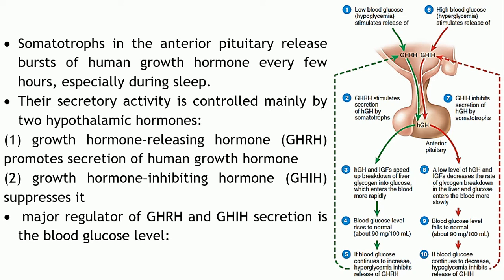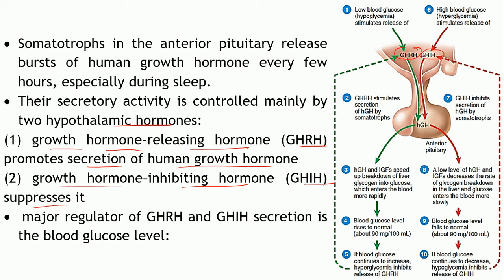So, usually it is controlled by the two hypothalamic hormones, as we have seen: growth hormone releasing hormone, GHRH, which is produced by the hypothalamus. This can promote the secretion of the human growth hormone. And the growth hormone inhibiting hormone, GHIH, what will it do? As the name implies, it will suppress the release of this growth hormone.